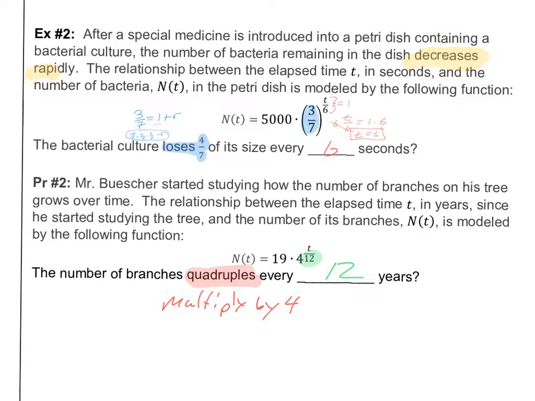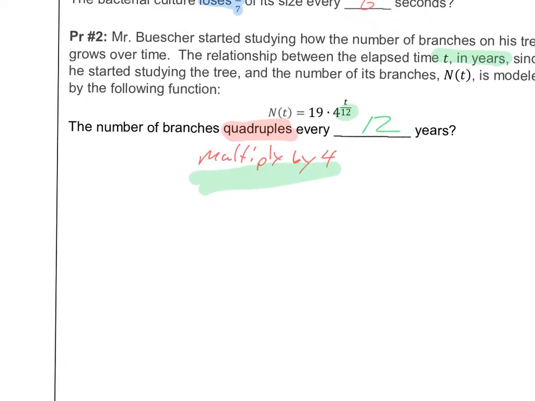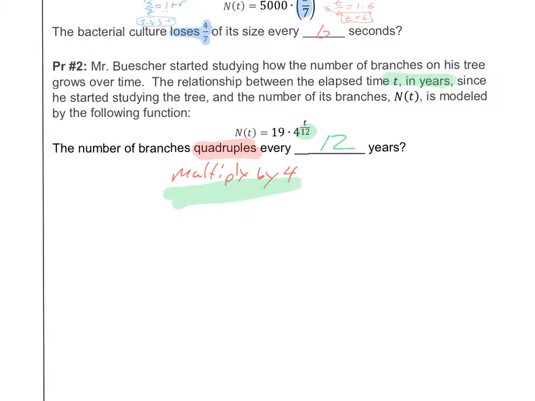So hopefully you just saw that your A value is 12. That means that it takes 12, in this situation, 12 years, because t is in years, for one change to occur, and that one change is being multiplied by 4. So the number of branches quadruples every 12 years. Now I want to show you an example of a slightly higher problem. Let's say we did the exact same problem, and we can call that problem example number 3.